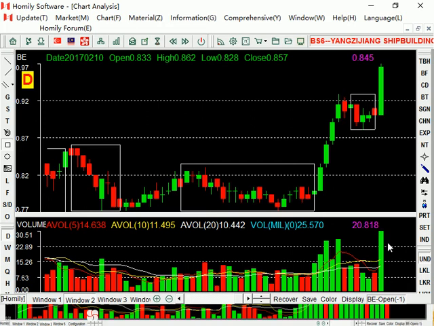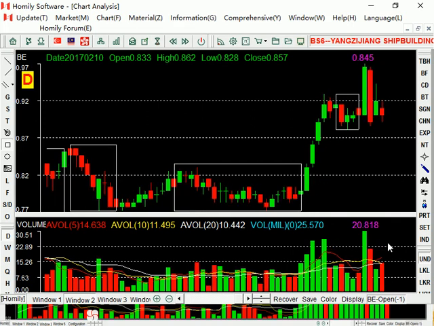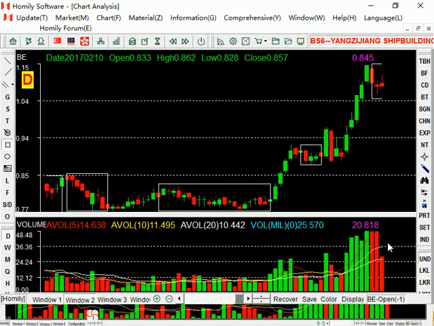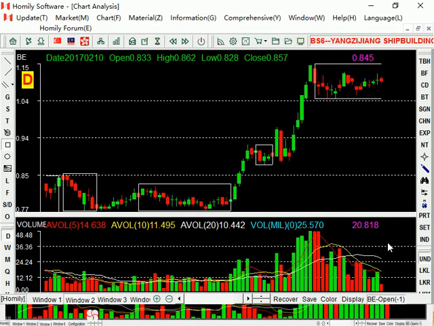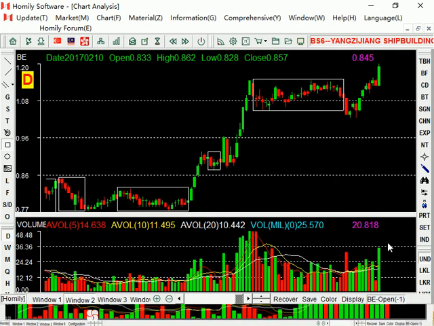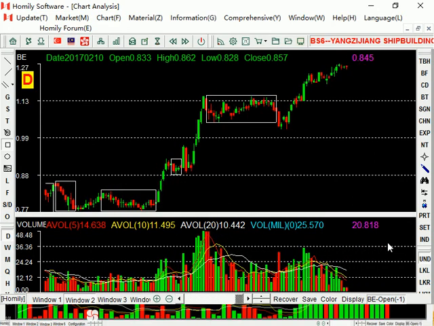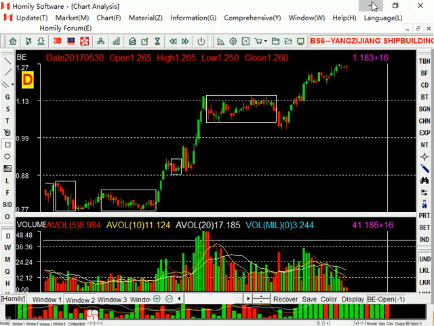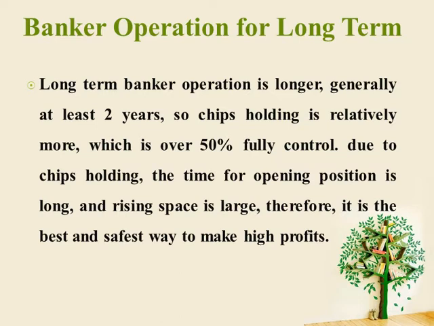Then upward breakout again. Buy or not? Good chance. Then upward breakout again. Buy or not? Still can buy. Okay, then you can know where is the good chance to get in according to the box. This is what I just taught you: if you want to do some short-term trading, you can use this method of box top breakout for catching some short-term profit.